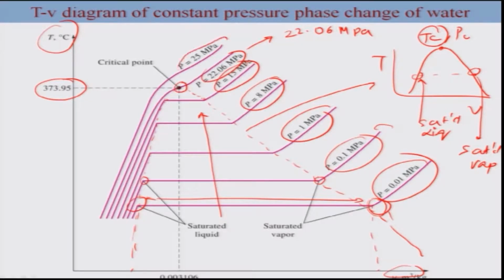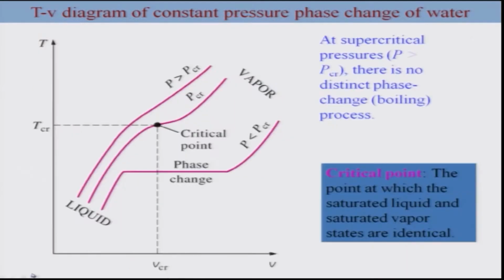Okay, and what about the other states? This one, for example, which is 25 megapascal. Well, we do not see any phase change at all because this is a region of supercritical point. So you are going from a compressed liquid, this is a compressed liquid, and this is a supercritical region.